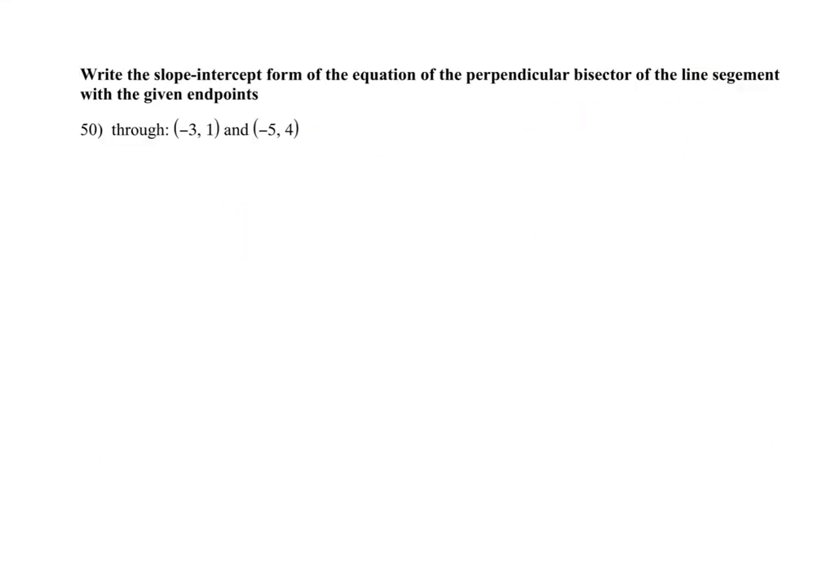This last type of problem wants you to write the slope-intercept form of the equation of the perpendicular bisector of the line segment. So a couple things going on here. First of all, your answer needs to be in slope-intercept form, which is y equals mx plus b. They use the term perpendicular bisector. So you need to find the midpoint because the bisector goes through the midpoint. And you need to find the slope because in order for it to be perpendicular, you need to do the negative reciprocal of whatever this slope is.